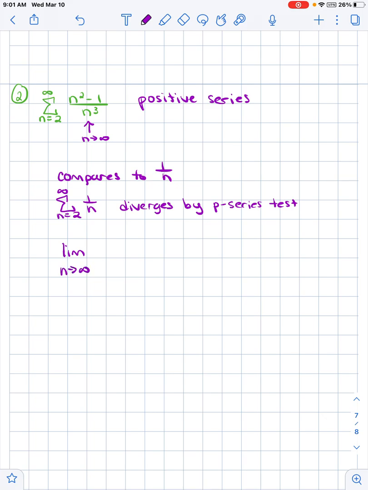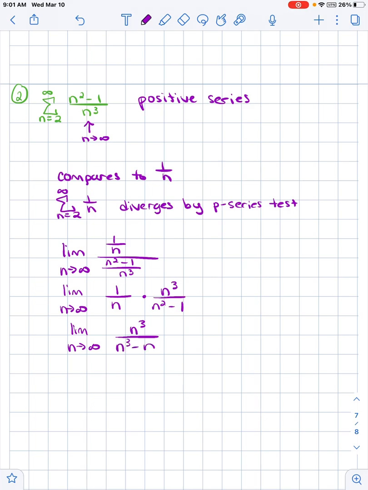Okay, so let's look at the limit. Let's compare these as n approaches infinity. I'm going to do one over the other. It doesn't matter which one's which, so I'll do it the other way around this time. I'm going to flip and multiply. So I've got 1 over n times n cubed over n squared minus 1. If I multiply those together, 1 times n cubed, n times n squared minus n. As n approaches infinity, this minus n becomes inconsequential. So really what I'm comparing is the growth of n cubed over n cubed, which is 1.